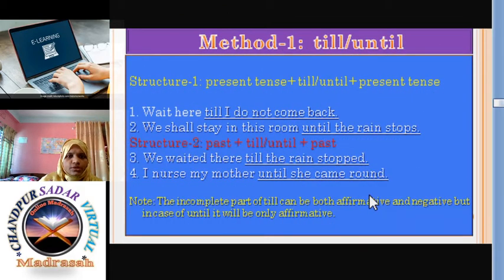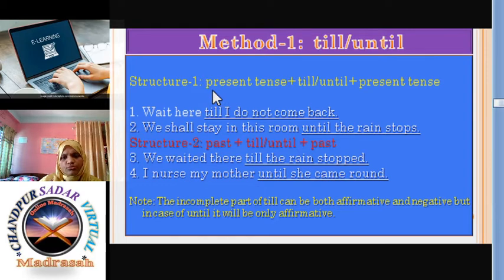So method 1. In method 1, we will learn till, until. Here is a given example: wait here till. You can complete this sentence in various ways, many ways. Here is given just one way. Wait here till I come back, and we shall stay in this room until the rain stops. Here are given only two examples. You can do more examples. Suppose: wait here till I finish my homework, or I finish my lunch, or I finish my dress, etc. More examples.